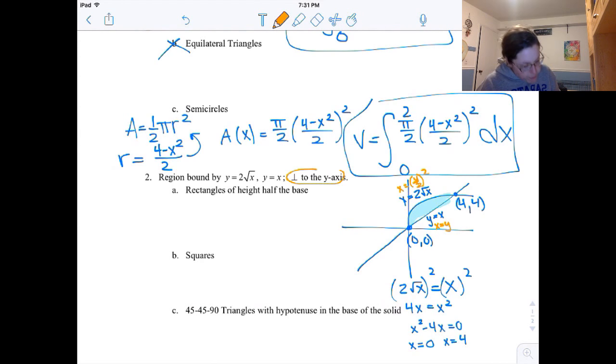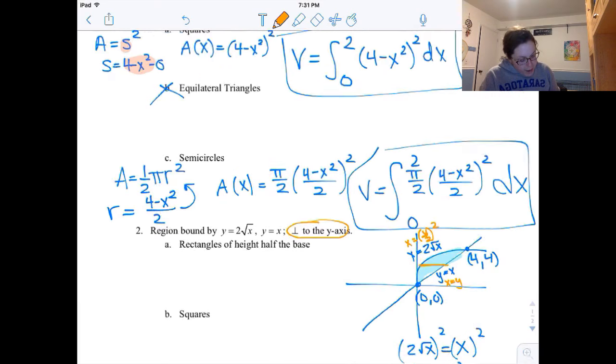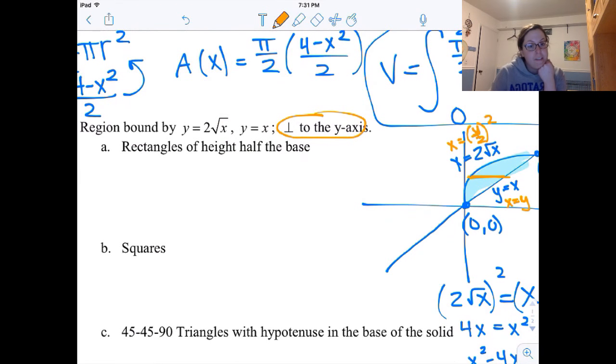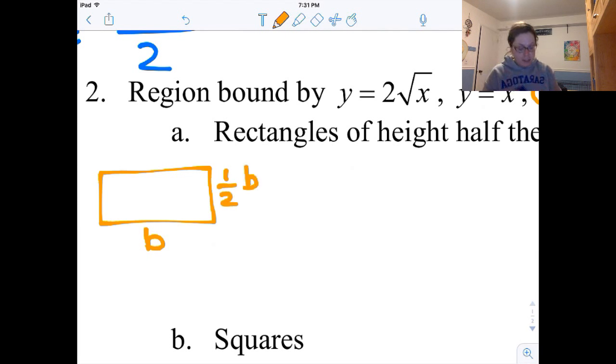Okay, since we are going perpendicular to the y-axis, we are building this way. So think about what we talked about at the beginning of the live stream. We are subtracting the x values here. Since we're cutting the y-axis, this will be dy. So it's good that I solved for those earlier. So rectangles of height half the base. So let's think about this. We want to have a rectangle where if this is my base, this is half the base, right? So half that distance. So area of this rectangle would be 1/2 base squared.